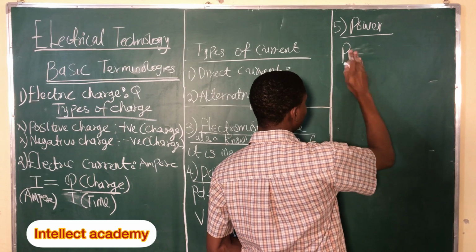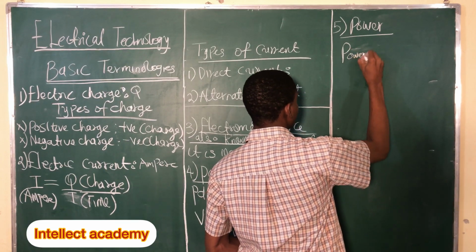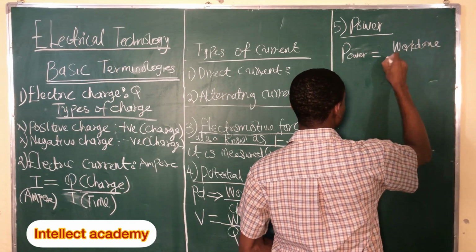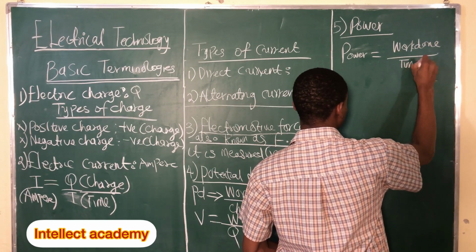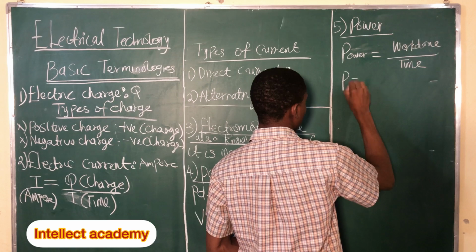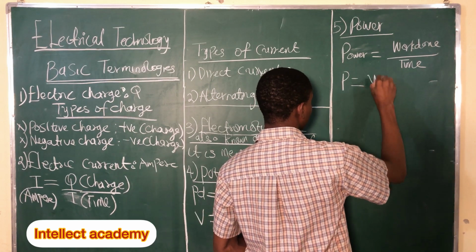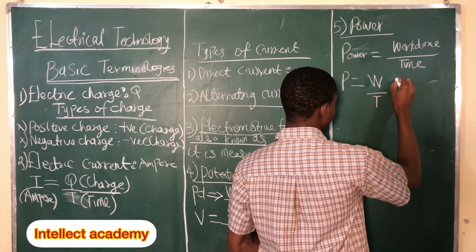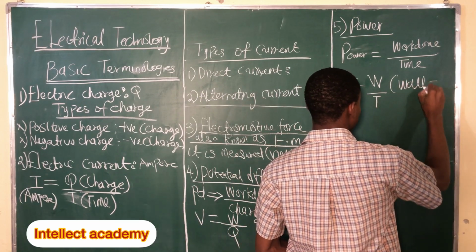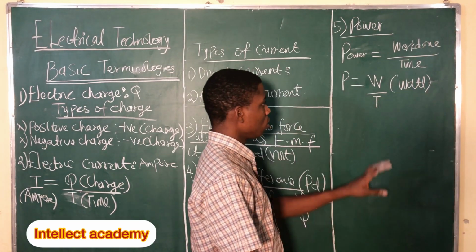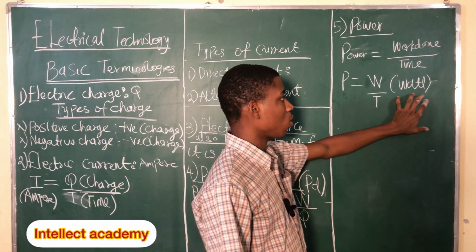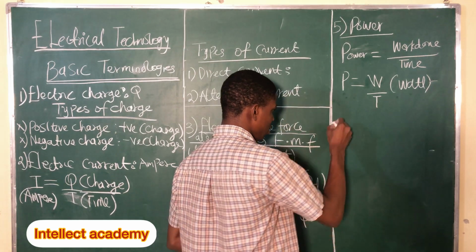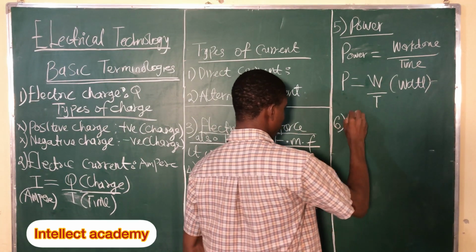So we have a mathematical expression for power: power as work done over time, P equals work done over time, which is measured in watts. So the unit for power is the watt. Very, very important. Now let's talk about the sixth terminology, which is energy.